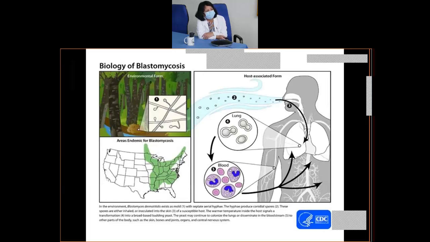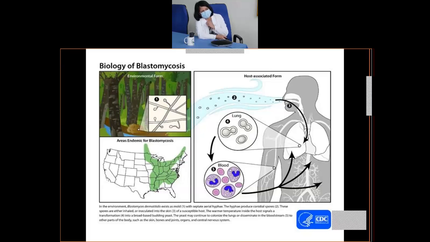So if you look at this, on the left-hand side, there's the hyphae of the Blastomyces. You can see they are conidia. You can see they are septate hyphae containing the conidia. So inhalation of this conidia is the primary mode of infection, and when they are inhaled, they go into the lungs where they are converted into the yeast forms.